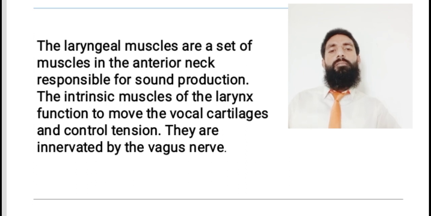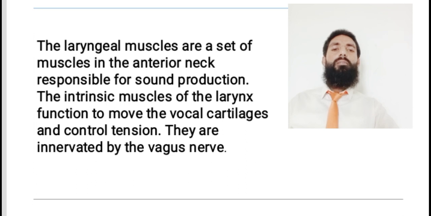The laryngeal muscles are a set of muscles in the anterior neck responsible for sound production. The intrinsic muscles of the larynx function to move the vocal cartilage and control tensions. They are innervated by the vagus nerve.